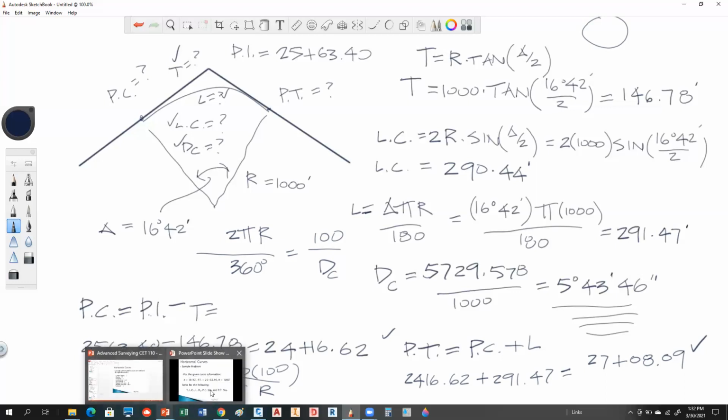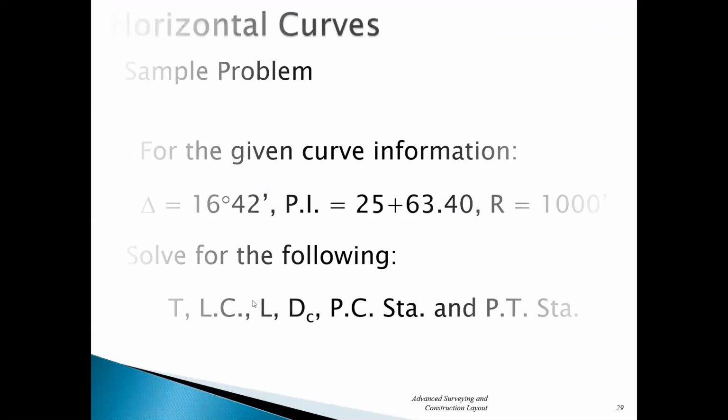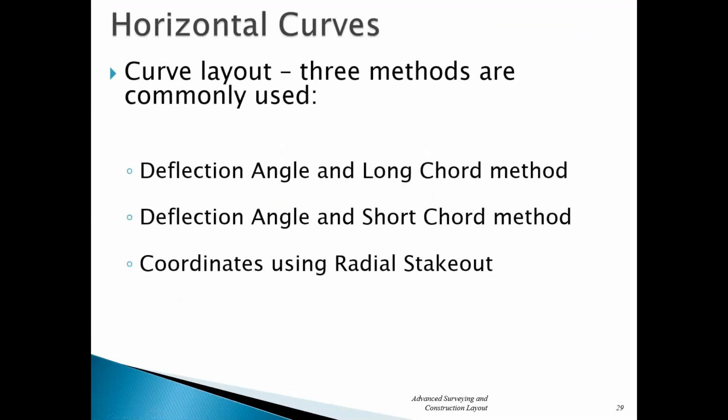All right, so let's go back. We just solved everything here. So let's talk about curve layout because this is what we're going to be doing in the lab. There's three methods really. You can use a deflection angle and long chord, a deflection angle and short chord, or you can use coordinates. Really, a fourth method would be the one Jake suggested: why don't we just occupy the radius point and do it that way? We could do that, but if you have curves that are really, really big, that isn't going to work.